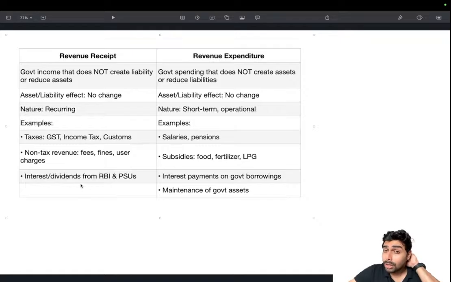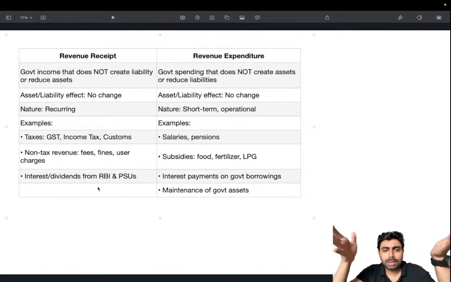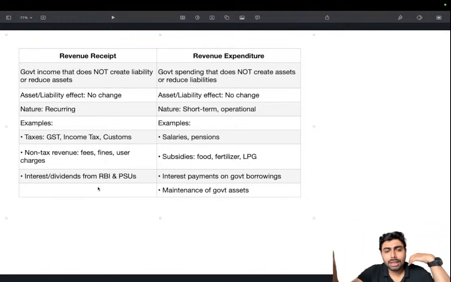Dividends are actually not part of capital receipts or capital expenditure. It's strictly revenue, because the amount of money that government has given as loans, and the interest they are getting, it's part of the revenue receipts. Dividends means the money that they get in return for holding a particular stock or shares in any PSUs or any other company.